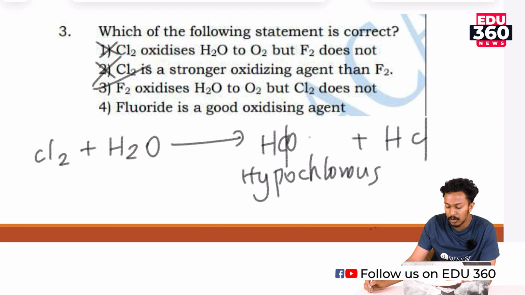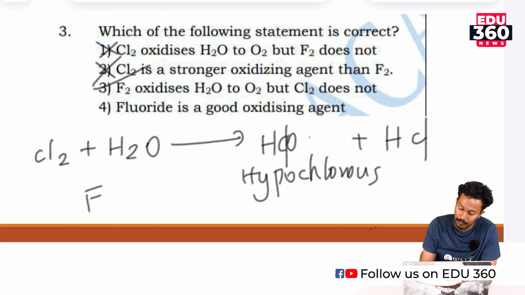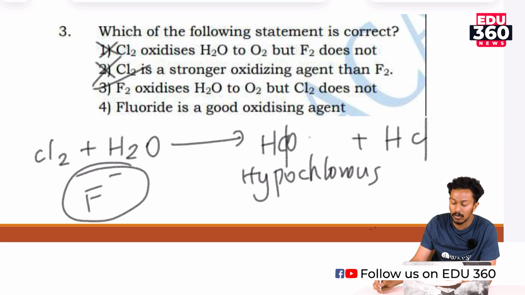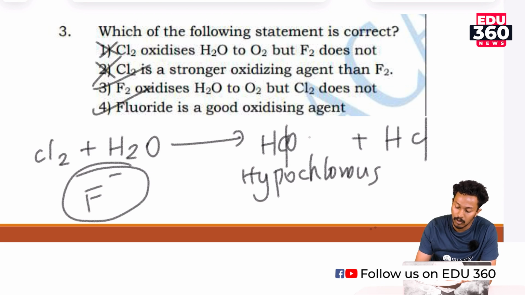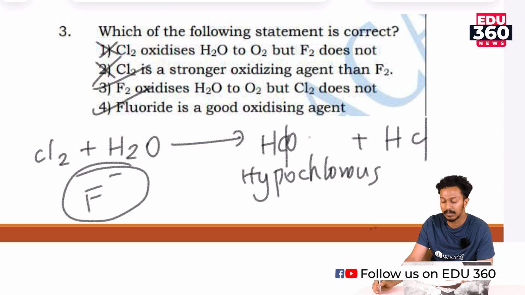But we could look at option number 4. It says fluoride is also a good oxidizing agent, fluoride, which is F minus, not fluorine. So option 4 is also incorrect. The correct option for question number 3 is 3. Fluorine oxidizes H2O to O2, but chlorine does not.